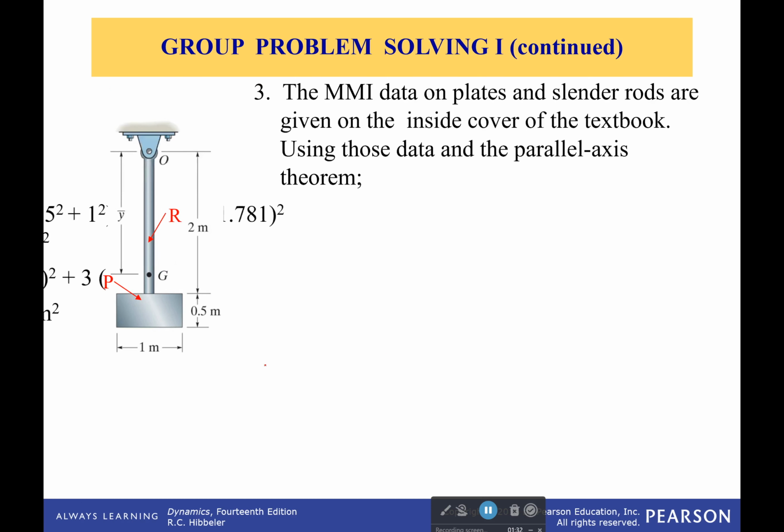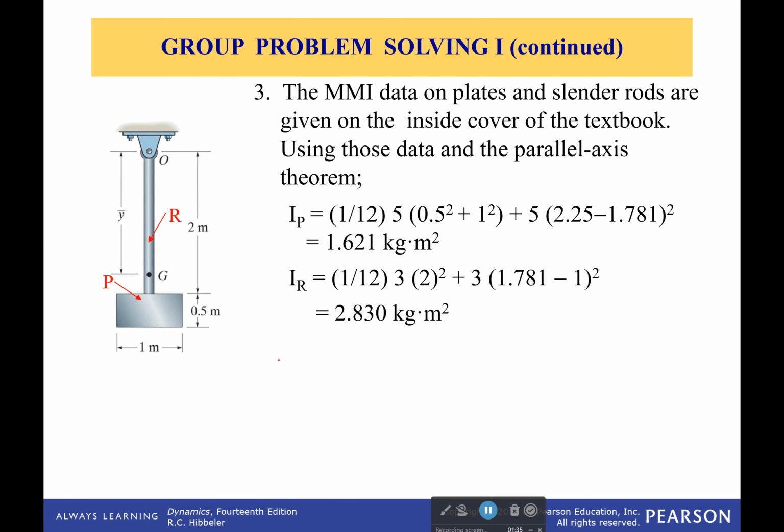So that makes sense. Now, knowing that, we can use the data on plates and cylinder rods that's given in the inside cover of your textbook. For that plate, it's simply 1/12 the mass times its dimensions, so its width and its length, each squared and then added together. For that slender rod, it's 1/12 times the mass times its length squared.